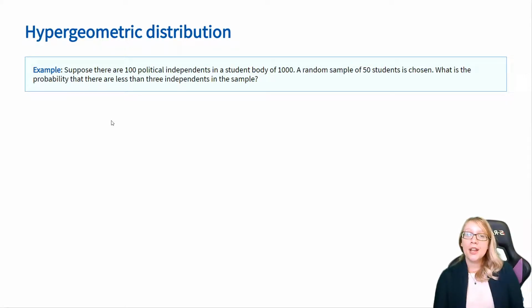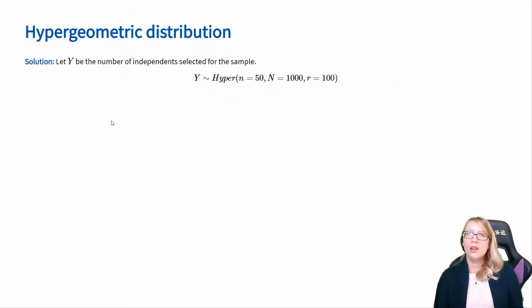Suppose there are 100 political independents in a student body of 1,000 students. We're going to take a random sample of 50 students. What's the probability that we get fewer than 3 independents in the sample? So here is what this looks like. Y is a hypergeometric distribution because we have a fixed population size.